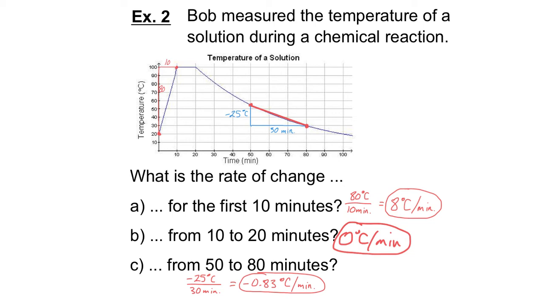Another thing I want you to notice is over here, the temperature was increasing and that corresponded to a positive rate of change. Over here, the temperature was decreasing, which corresponded to a negative rate of change. So whenever you're writing a rate of change, keep in mind your positive and negative signs indicating whether it's increasing or decreasing. If it's not changing at all, then it's just zero, and it doesn't really matter if it's plus or minus. But increasing is positive, decreasing is negative.